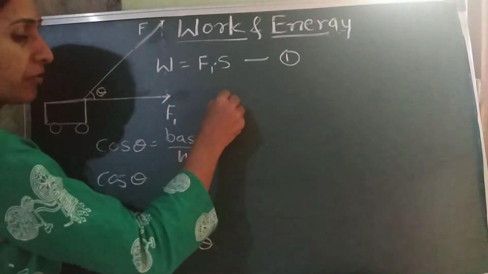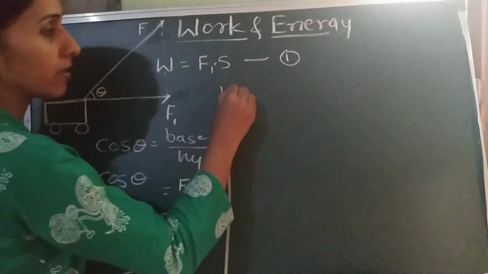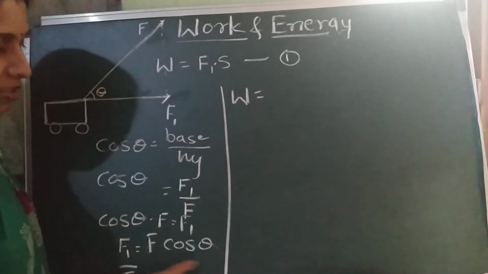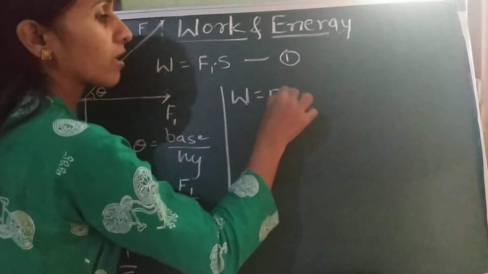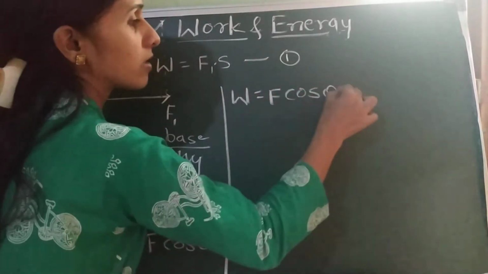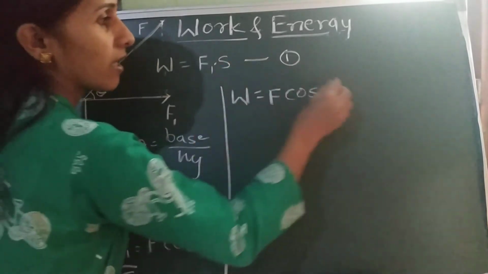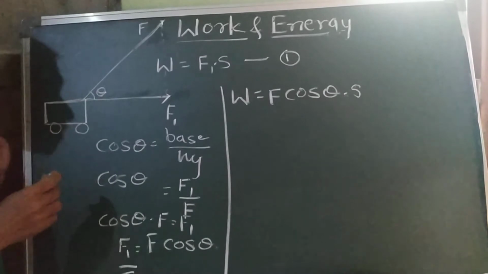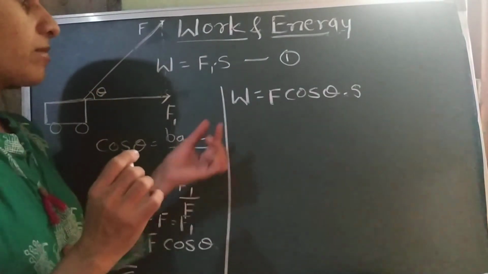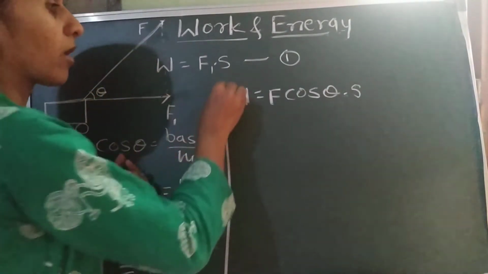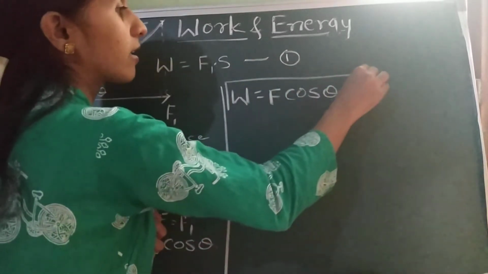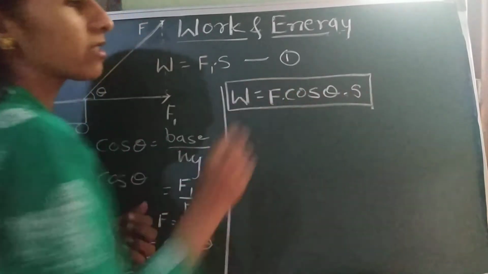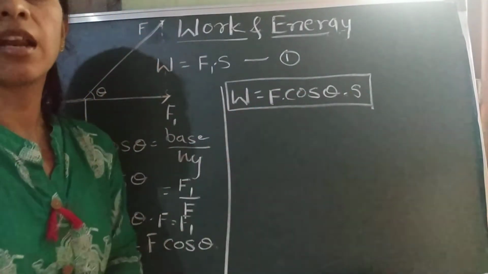What will we get? We will get W, that is work, equal to F cos theta, and the remaining S, where S is the displacement. Understood? In such a condition, when we have to find out the work, at that time we have to use this formula: work done is equal to force into cos theta into displacement. This angle we have to consider here.